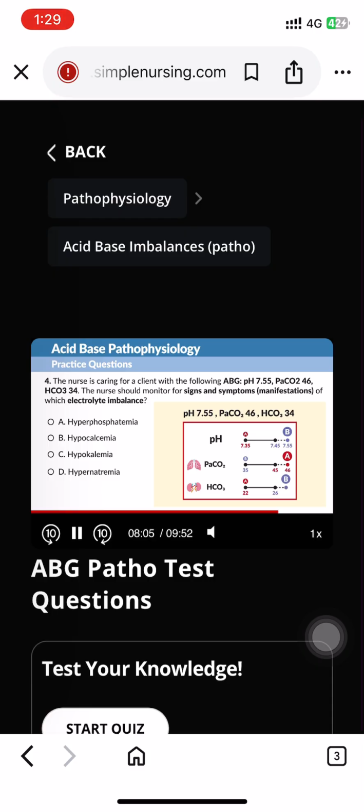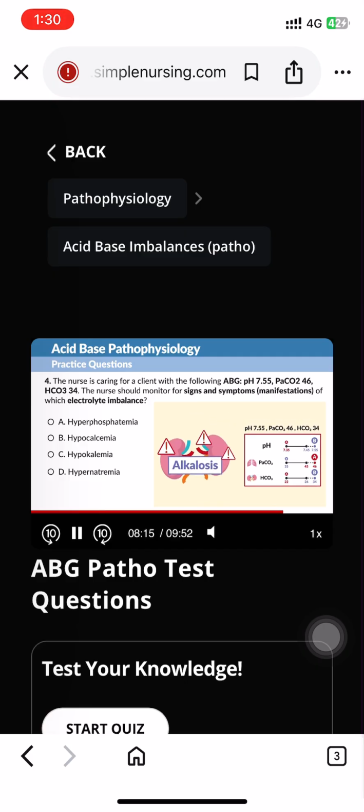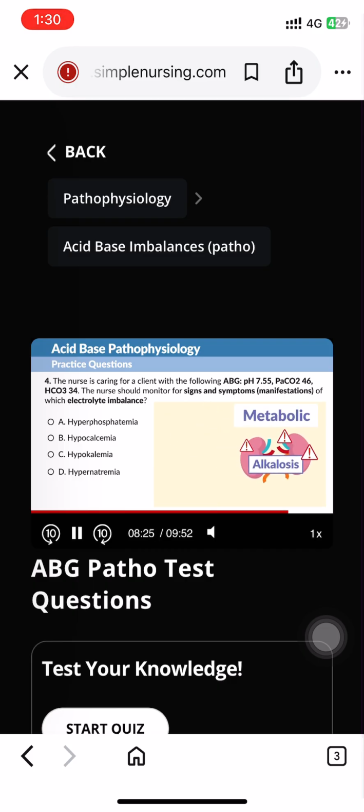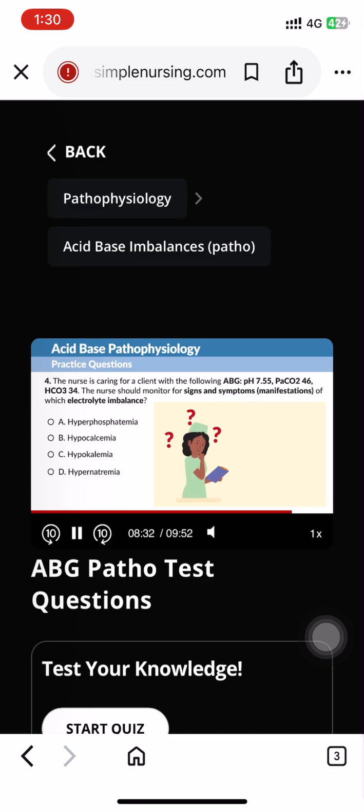Now bicarb, that HCO3, is a 34. Now this is in the B for base area, so we have our match in alkalosis. Now two bases make the alkalosis match, and the kidneys tell us it's metabolic and not respiratory, since the match is in the kidney area. So we have metabolic alkalosis. Yahoo! Okay, but wait, that's only part of the answer here. So the question is actually asking to monitor for which signs and symptoms or manifestations of which electrolyte imbalance here.